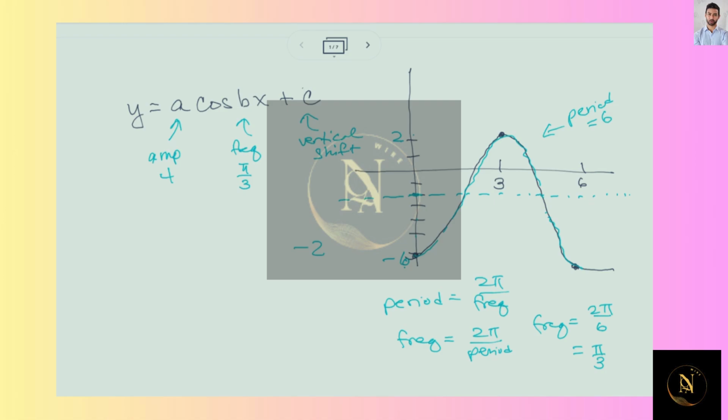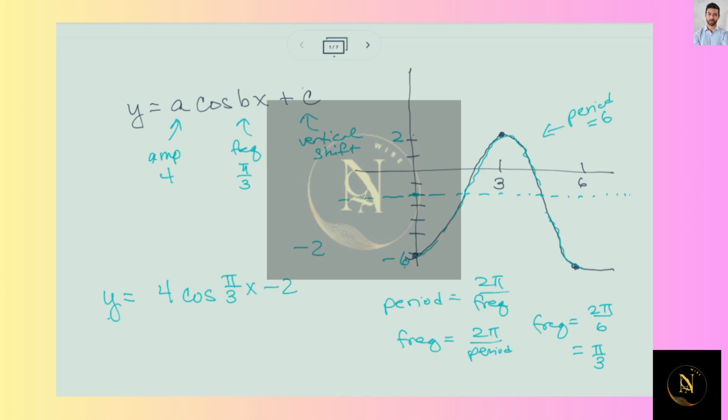Okay, so let's put it together and write the function. We have one more thing to add. So I know my amplitude is 4. I know my frequency is pi over 3. And I know I'm going down 2 to that midline.